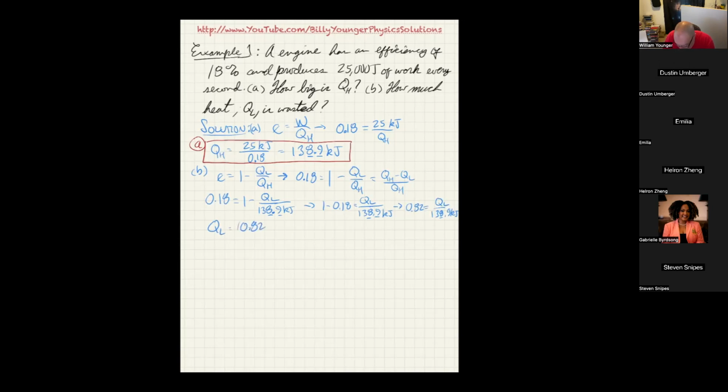So finally, I can say QL is equal to 0.82 times 138.9 kilojoules. So I'm going to take that figure, multiply it times 0.82, and I get 113.9 kilojoules. Again, only two sig figs, so I really need to underline that. And that is my answer for part B.